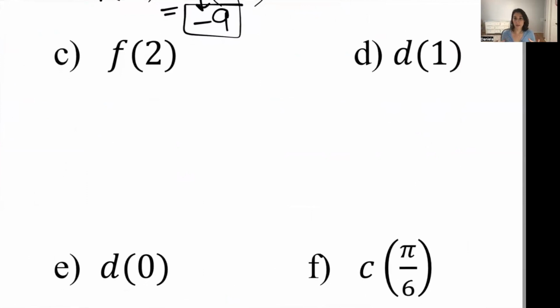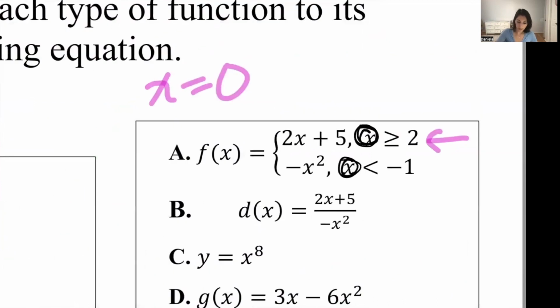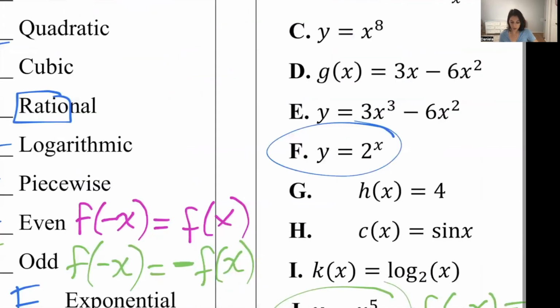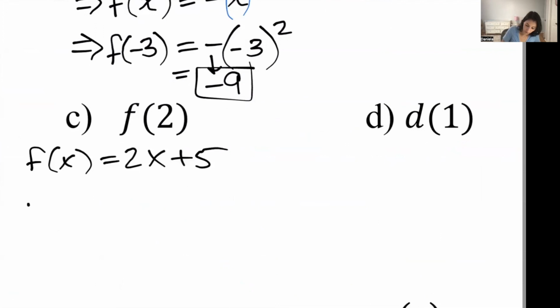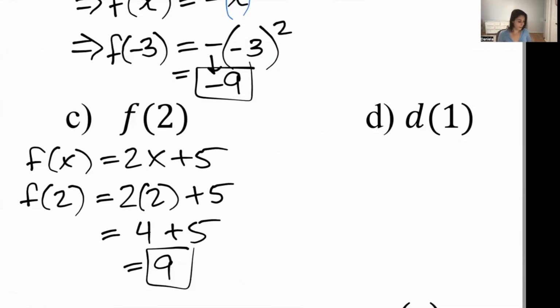So now we're looking at the same function, right? These are all the f functions. We're going to be substituting x equals 2. If you look, that only has to be in the top equation because 2 is greater than or equal to 2. So f of x, that function, is 2x plus 5, right? Substituting 2 is just a simple, easy substitution. PEMDAS, so 2 times 2 is 4, and then add 5. So that one is actually +9.